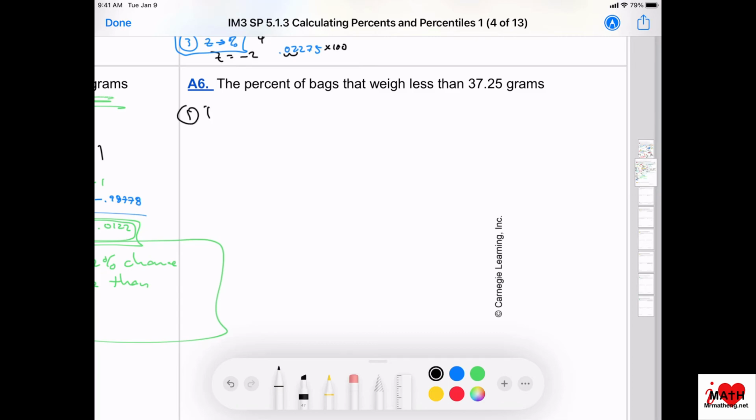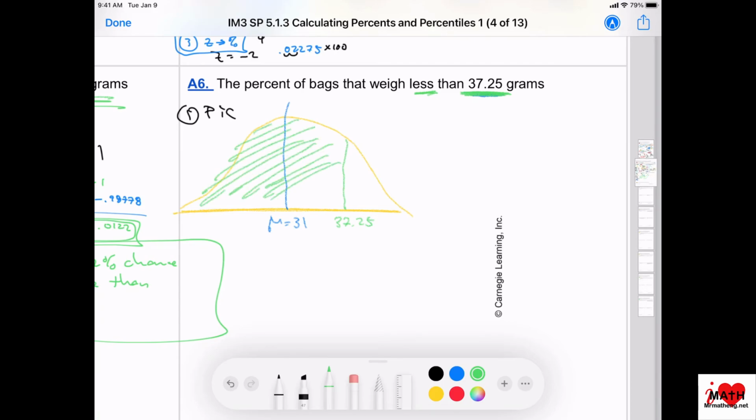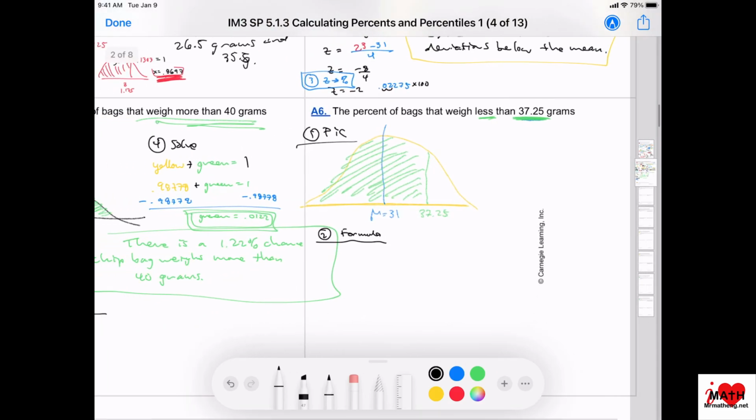All right, the first thing we're going to do is draw a picture. And remember, we get the center or the mean from the directions. It will tell you the mean is 31. And you need to locate 37.25. So that's just a number bigger than 31, so you can just arbitrarily put it here. And it says weighs less, which means we're going to find a percent under the curve using our z-score. So let's write down the formula.